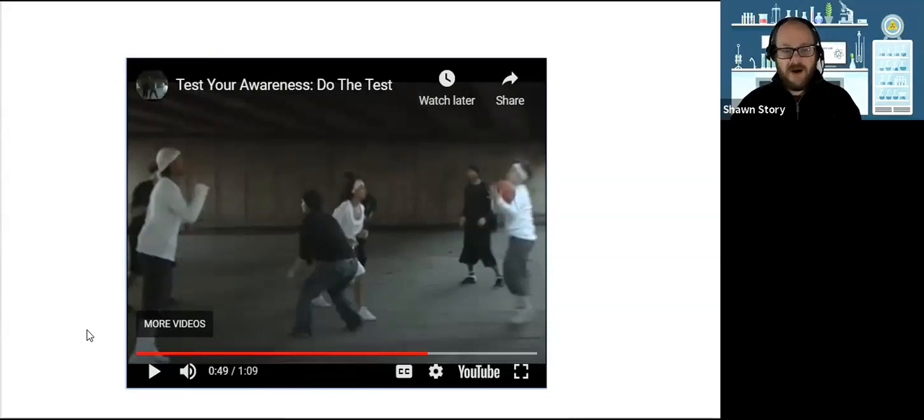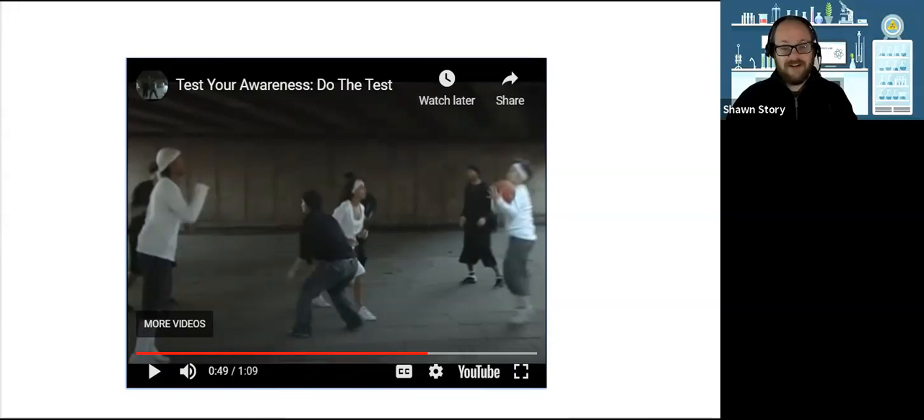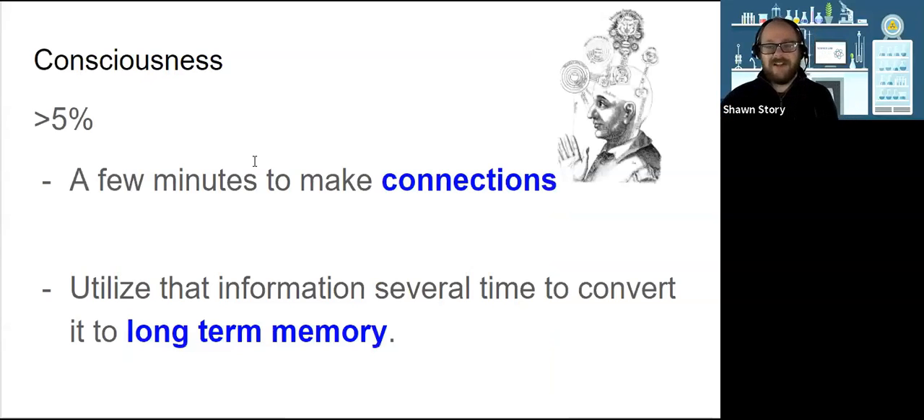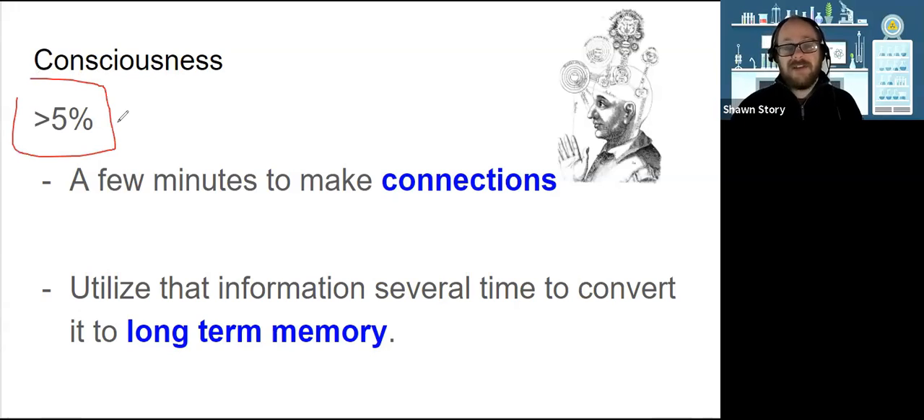Now, why didn't you see the moonwalking bear? Because we weren't looking for it. Because you weren't looking for it. Because we're on the white team passing the ball to each other. Yes, exactly. And so that goes into this idea of consciousness, right? What are we paying attention to? Where's our focus? And our brain, we are only conscious to less than 5% of the stimulus around us.